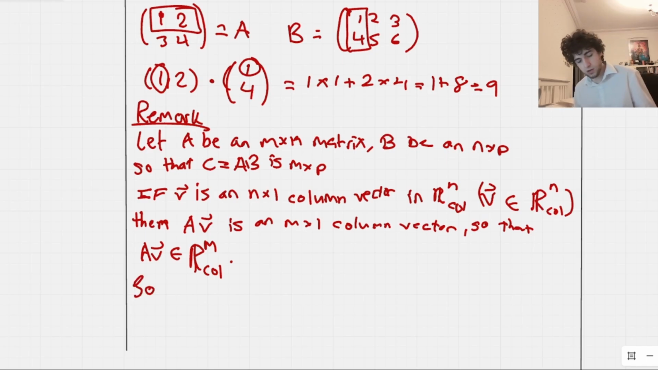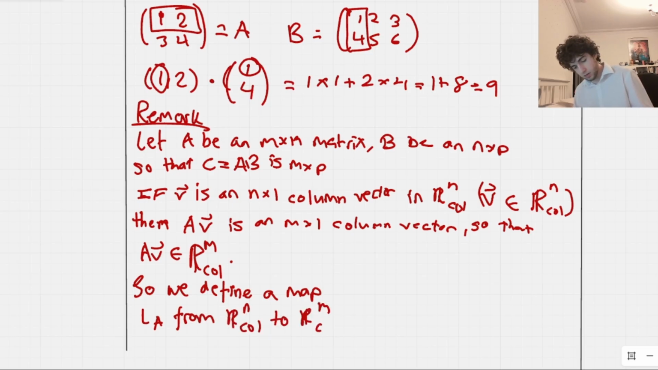It's natural then to define a mapping. Okay, so we define a map. We call this map L_A from R^n col to R^m col. Okay, so we're just mapping effectively an n by 1 column matrix to an m by 1 column matrix. Okay, and I think we'll definitely talk about these sorts of ideas, this sort of mapping. You probably already have seen at A level that you can use matrices to represent effectively transformations and things like that in the xy plane. And we can extend those ideas in linear algebra.